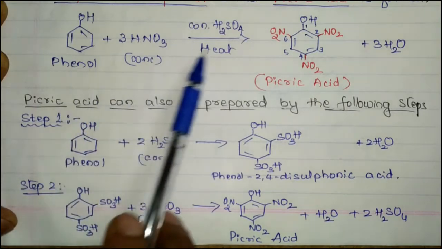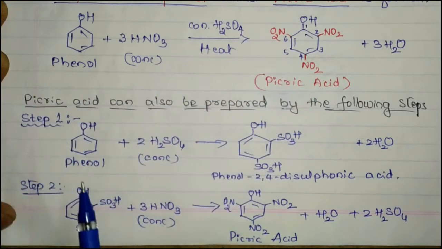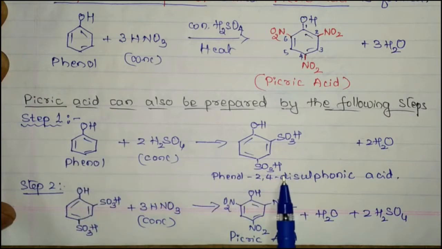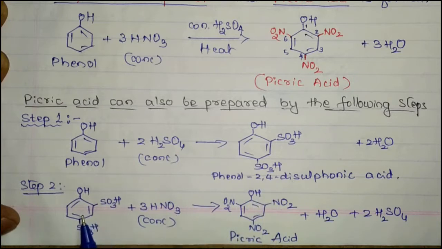Either phenol is treated with a nitrating mixture to get picric acid, or picric acid can be best prepared by this method. First, phenol is converted into phenol 2,4-disulfonic acid on treatment with sulfuric acid. Then this 2,4-disulfonic acid is treated with nitric acid. You are going to get 2,4,6-trinitrophenol, that is known as picric acid.